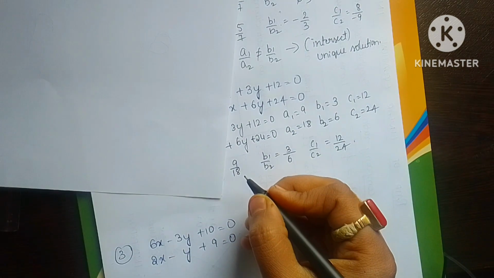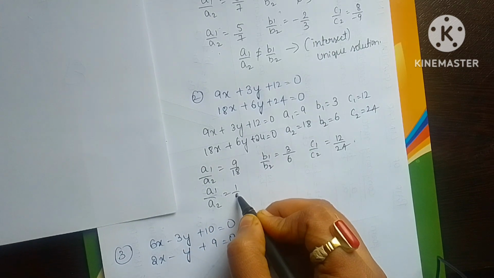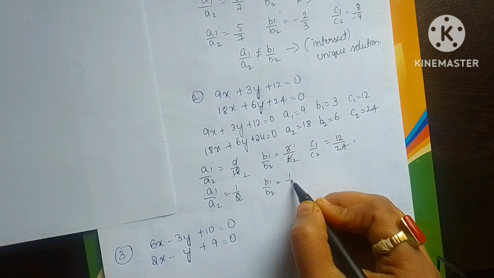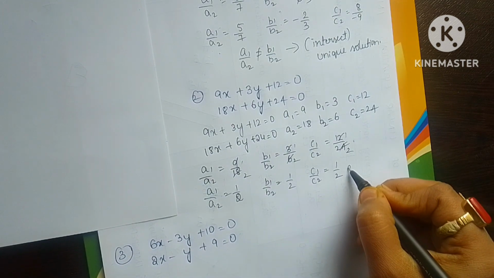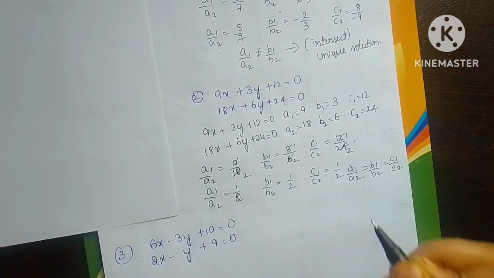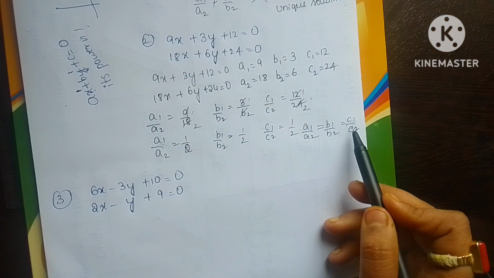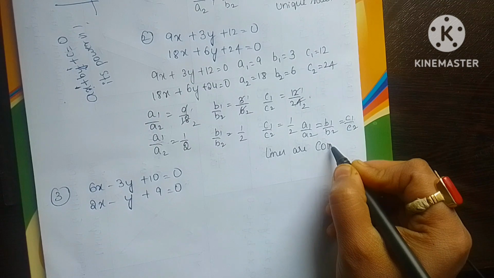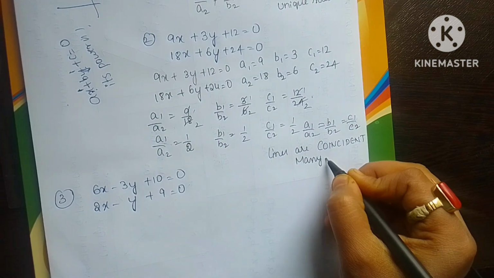After the cancellations we will get a1 by a2 equal to 1 by 2, b1 by b2 equal to 1 by 2, and c1 by c2 equal to 1 by 2. Here we are getting a1 by a2 equal to b1 by b2 equal to c1 by c2. With this condition, the lines are coincident, and it has many solutions.